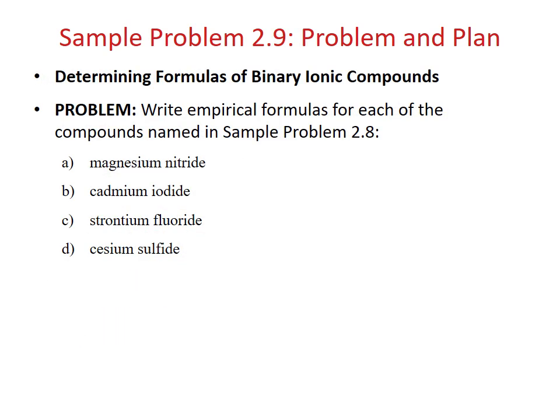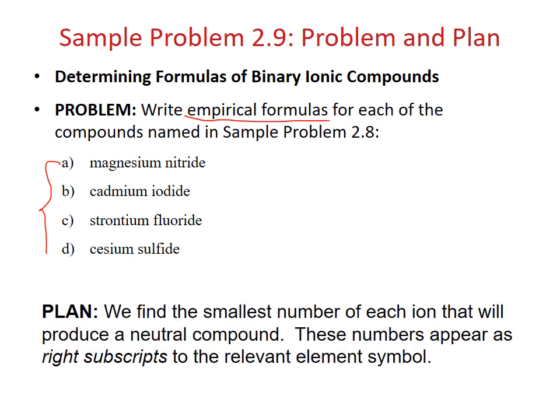Sample problem 2.9. Write empirical formulas for each of the compounds named in sample problem 2.8. So these are the names, and we want to find the empirical formula. To do that, we need to find the smallest number of each ion that will produce a neutral compound. Here is how we do it.